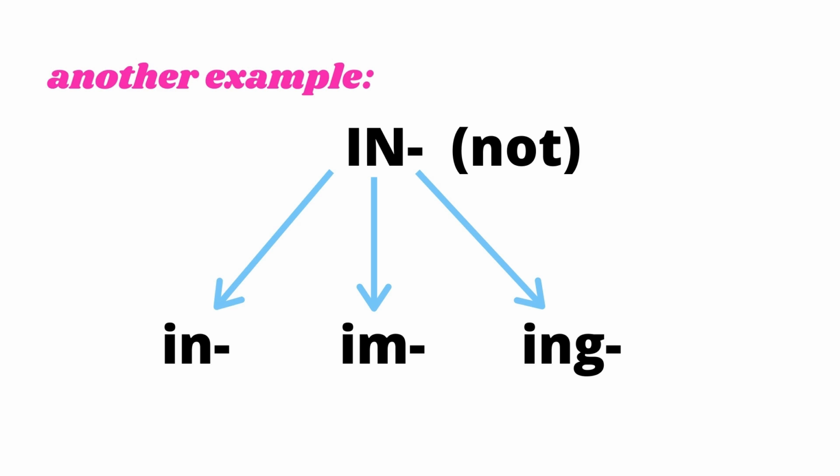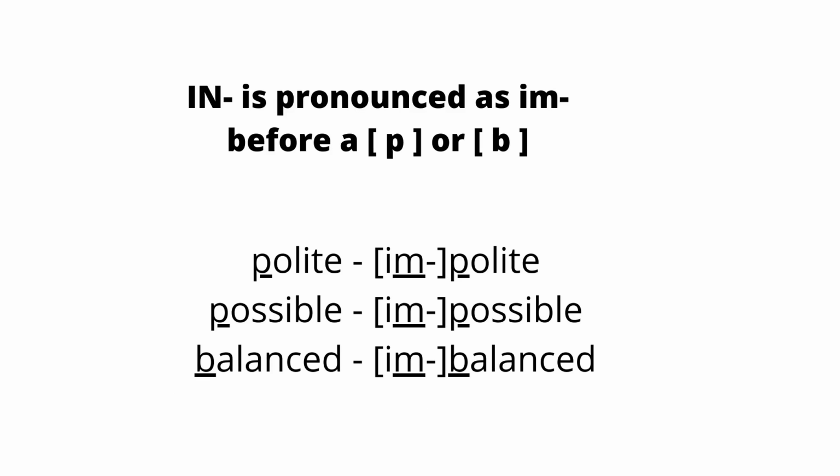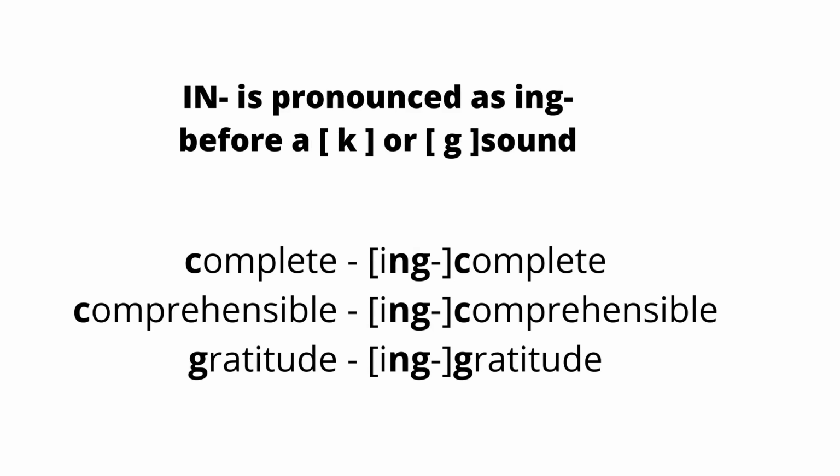Notice how the prefix that means not becomes an N, an M, or an ing. Tolerant, intolerant, tangible, intangible, decent, indecent, describable, indescribable. Polite, impolite, possible, impossible, balanced, imbalanced. Complete, incomplete, comprehensible, incomprehensible, gratitude, ingratitude.